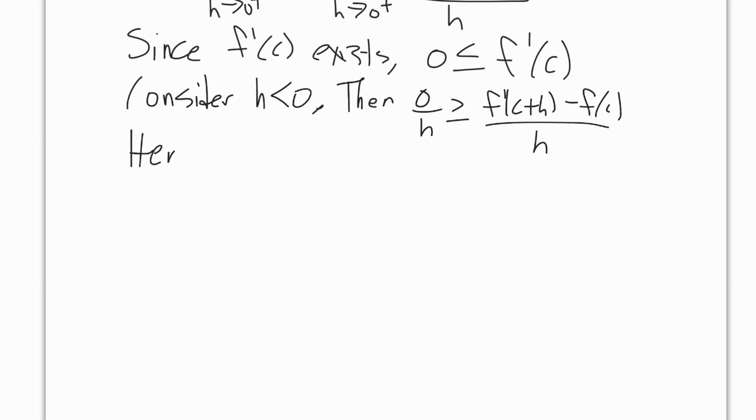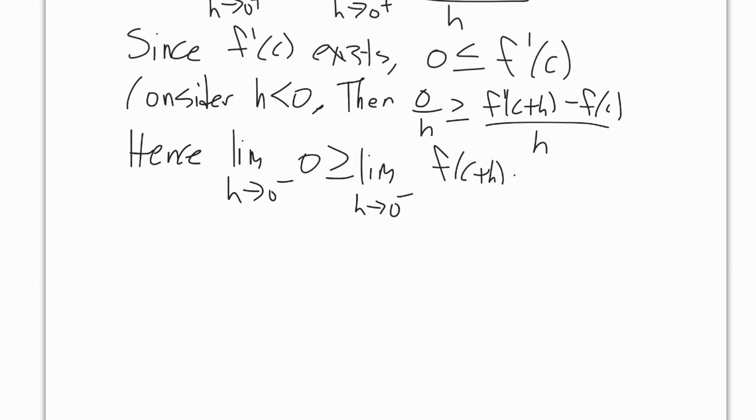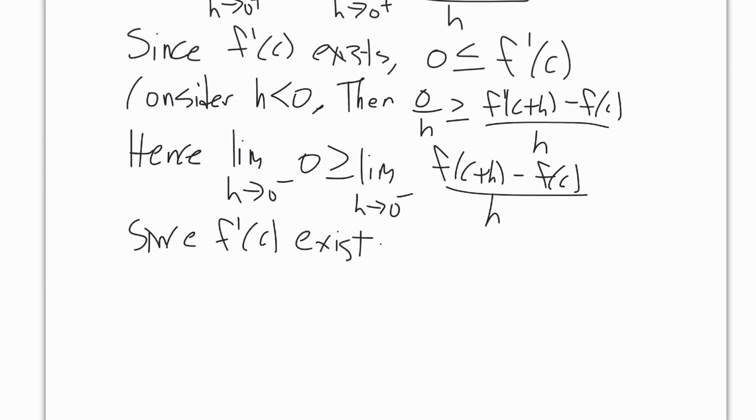So we could do the limits, and we get the limit as h approaches 0 from the left of 0 will be greater than or equal to the limit as h approaches 0 from the left of f of c plus h minus f of c over h. Again, since f prime of c exists, this tells us that 0 will be greater than or equal to f prime of c.